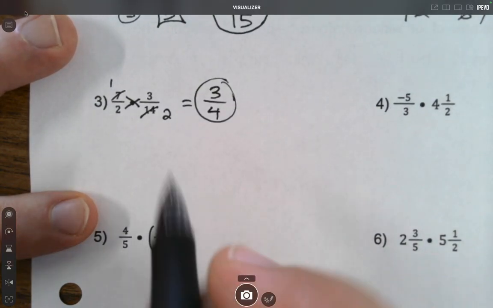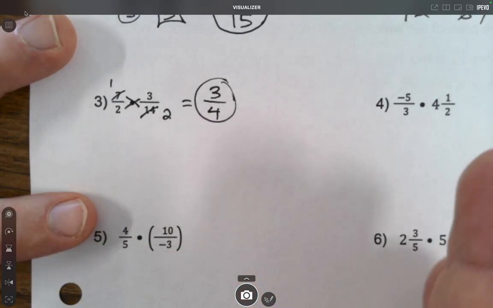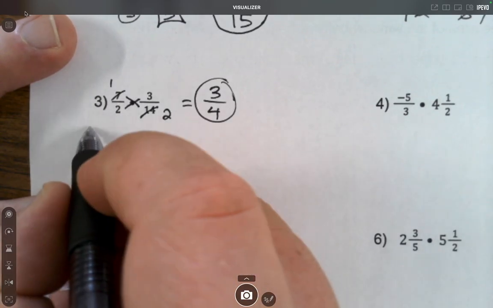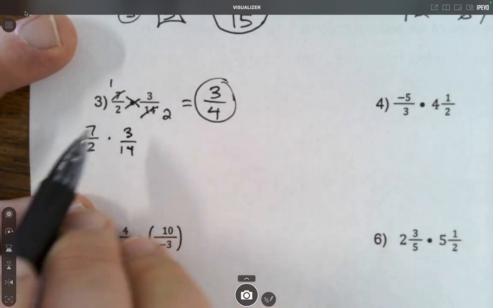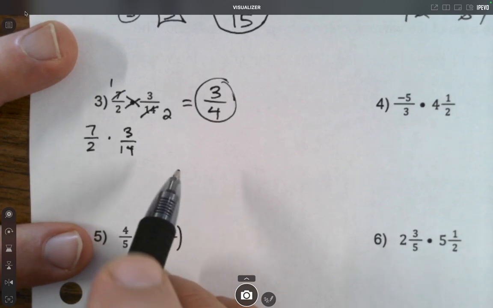I want to show you that if you don't do the cross products, you can still get the correct answer. It's just going to take a lot more work and more effort to reduce in the end. So if you look at this, remember the original was 7 over 2 times 3 over 14. So again, I'm just showing you that if you don't do the cross products, you can get the right answer, but it'll take more effort.